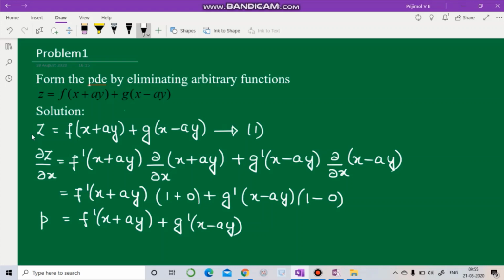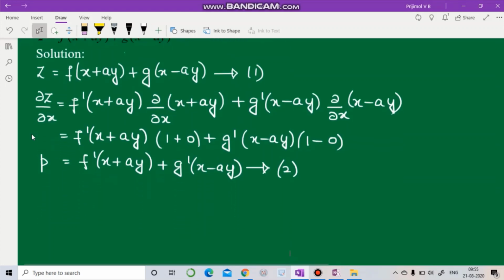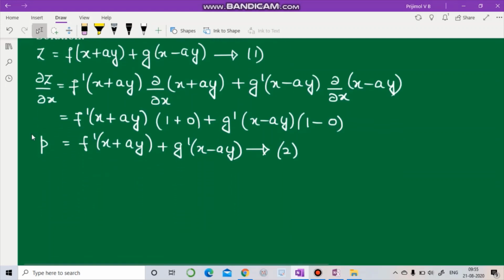And dou z by dou x is nothing but p. We got an equation, call it equation number 2. Okay, now let us differentiate equation 1 with respect to y. So when you differentiate equation 1 with respect to y, it is dou z by dou y.